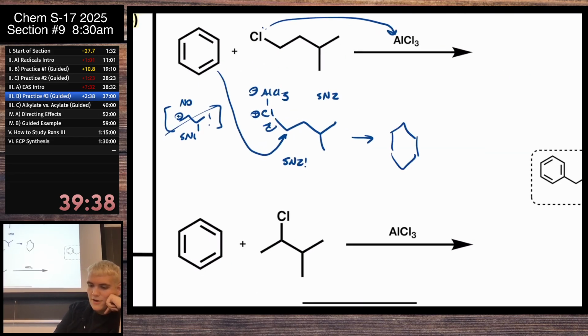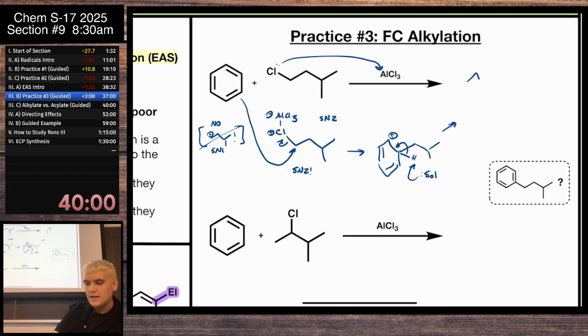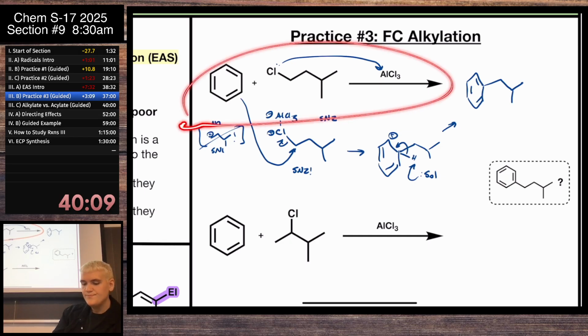So we had our group go and attack. I know I drew this bond going, but can you imagine that I rotate it and I just put it up here? Just for writing, it makes it a little easier. And then something in our solvent comes and does the rest of the EAS mechanism. So we can get our product that looks like this. So this is one where we have to just be careful about the SN1 or SN2.